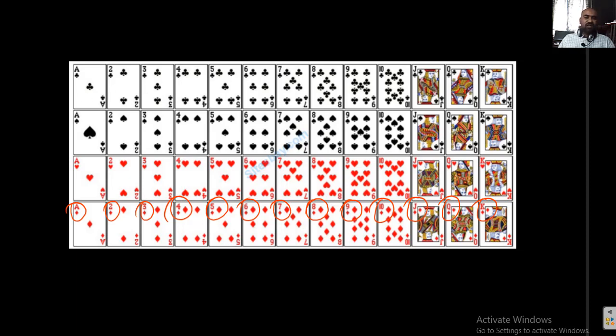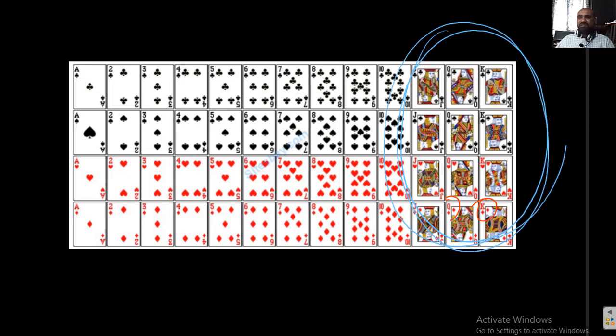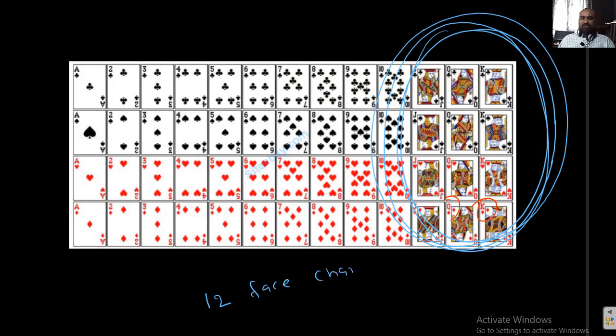Here is an important thing, students: these cards are called face cards. In diamonds we have 4 face cards, in hearts also 4 face cards, in clubs also 4, and in spades also 4. Totally 12 face cards. Out of the 52 cards, 12 are face cards.